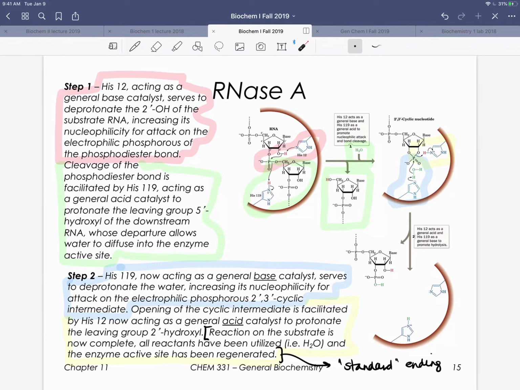If we think about what's happened now, again, this is a standard ending that you might have. We've got departure of the remaining nucleotide fragment. So the reaction on the substrate is now complete. All reactants have been utilized. That is, we've seen water be used, and the enzyme active site has been regenerated. So not necessarily something here that has to be said, but this reminds us of the 3 steps that we have to have happen. Reaction on the substrate. Have we used all reactants? And has the enzyme active site been regenerated?